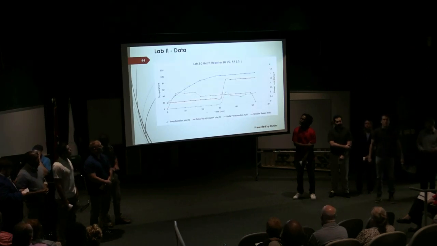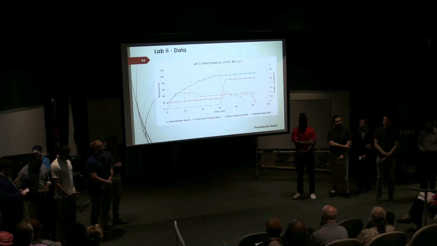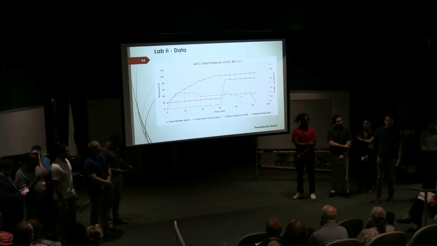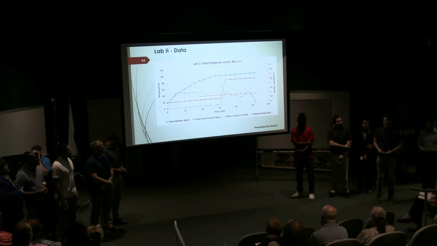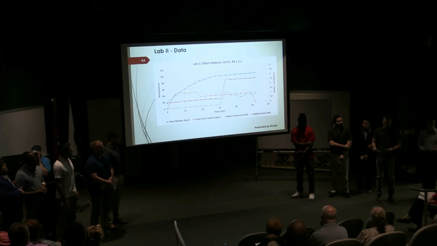These are our Lab 2 data. It's actually a very stable run based on top of the column temperatures. And we increased the reflux ratio to 1.5 to 1. We did observe some slightly higher delta P's, but nothing out of the ordinary.